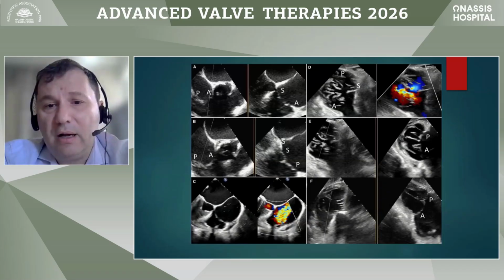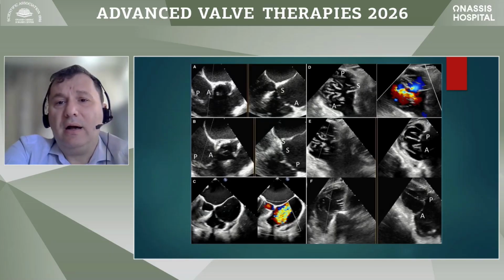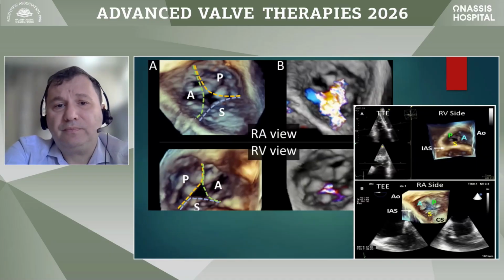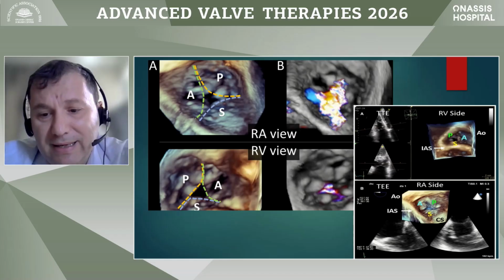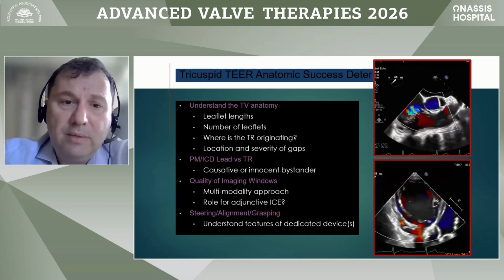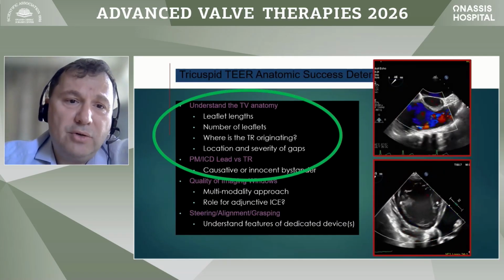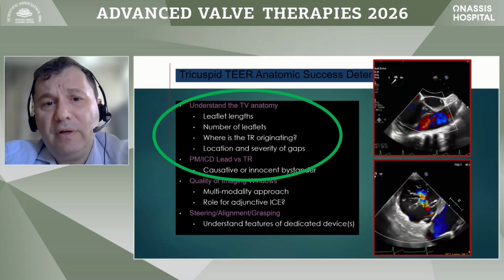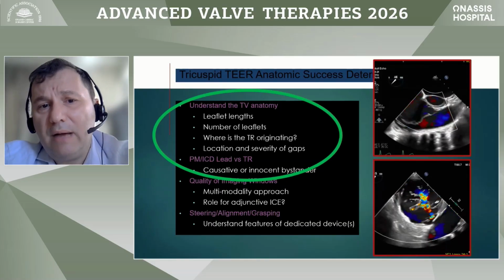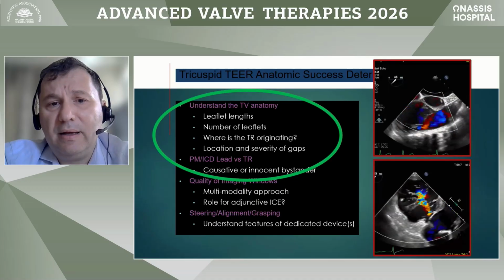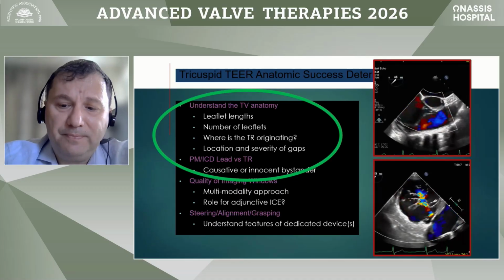We have to take the transgastric views to assess the anatomy of the valve. We could also take some 3D pictures, but it's not always that easy. It's important to measure the leaflet lengths, the number of the leaflets, where the color comes from, and the location and the extension of the gaps.